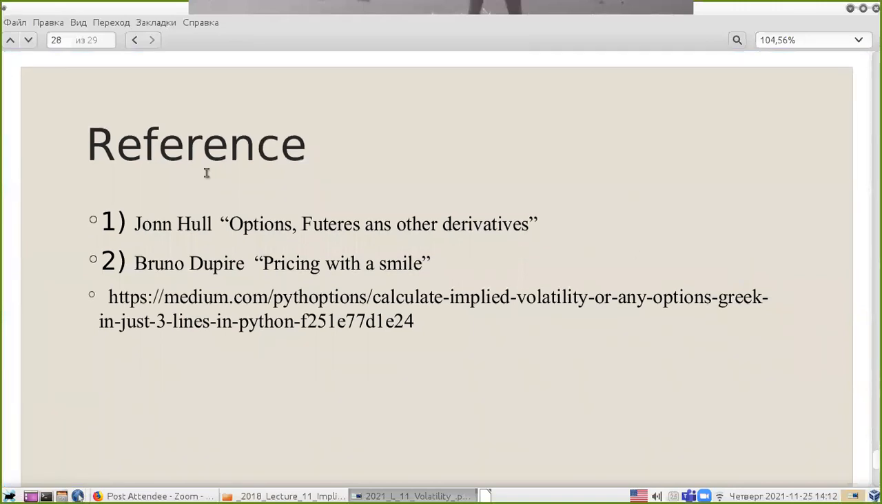My reference is the book by John Hull, Options, Futures, and Other Derivatives, and you can find this in Distedu. And there is the article by Bruno Dupire, Pricing with a Smile, and it is the site where you can find how to do this using Python.